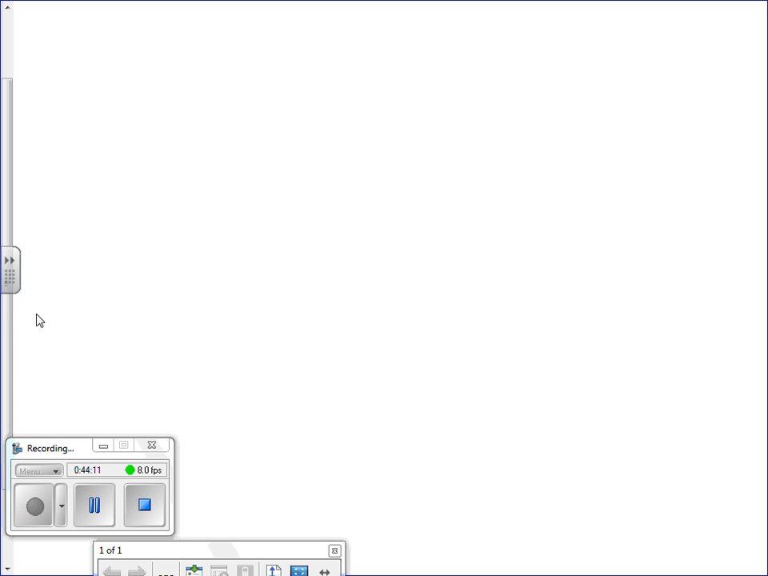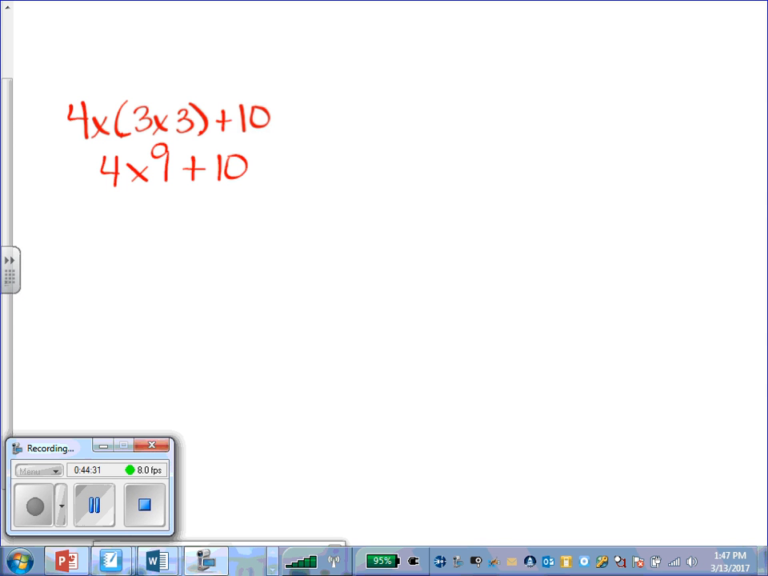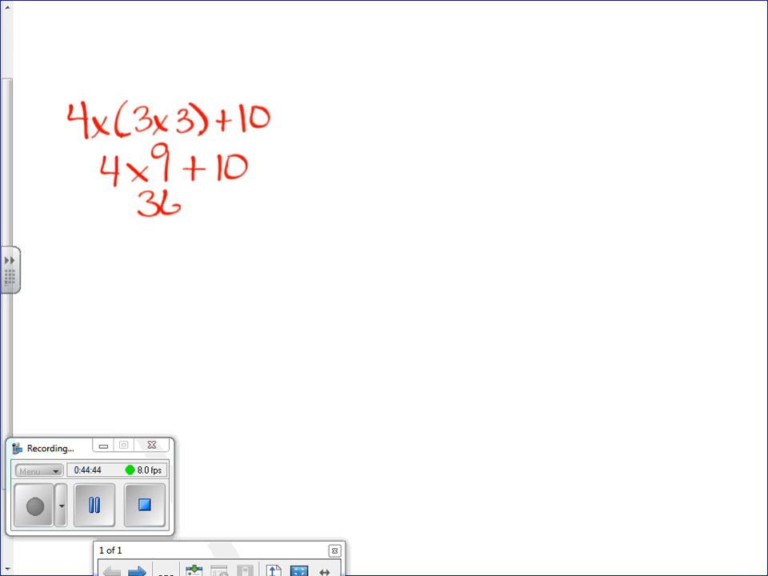So, when you have the number sentences, you have 4 times (3 times 3 plus 10). You're looking for one that has an answer of 46. You do the parentheses first. So, parentheses first, 9, and then you do multiplying before you add. So 4 times 9 is 36, plus 10 is 46.